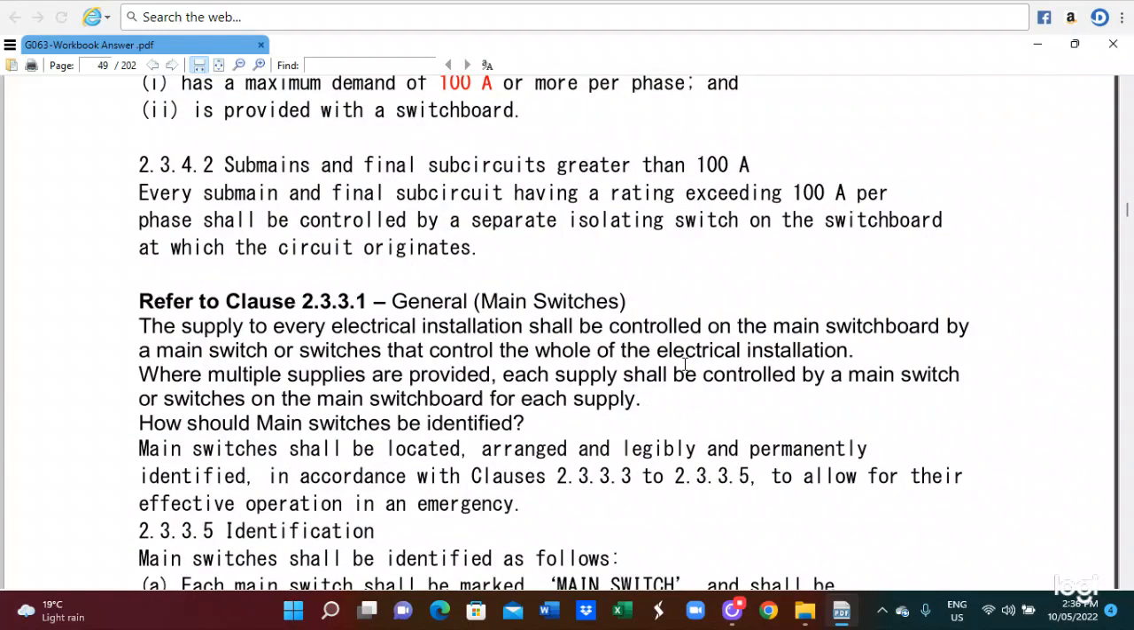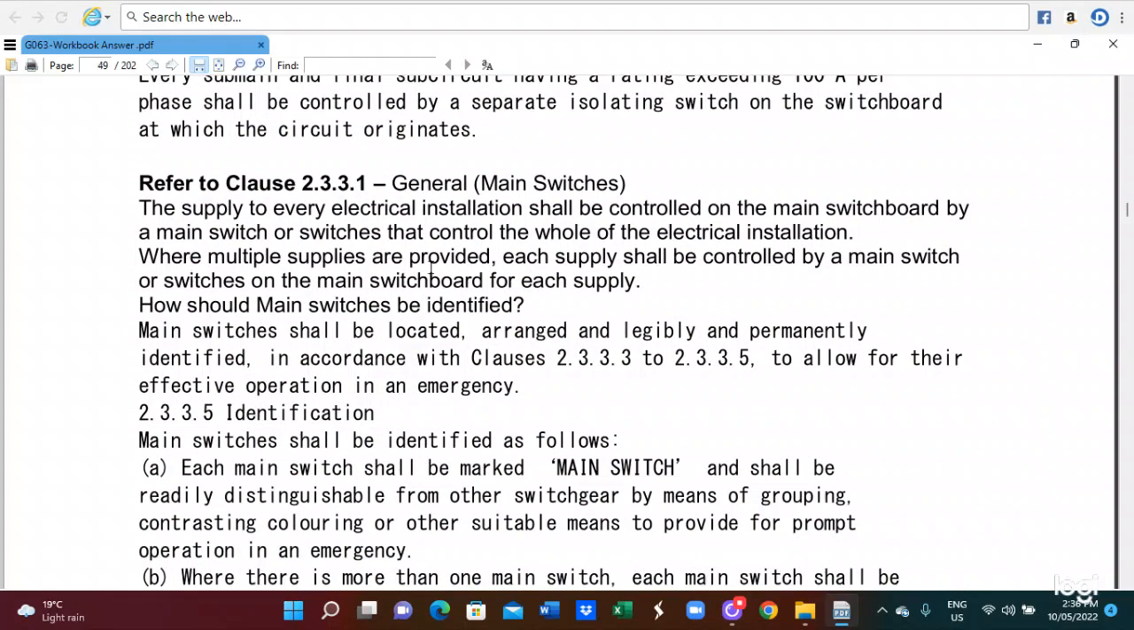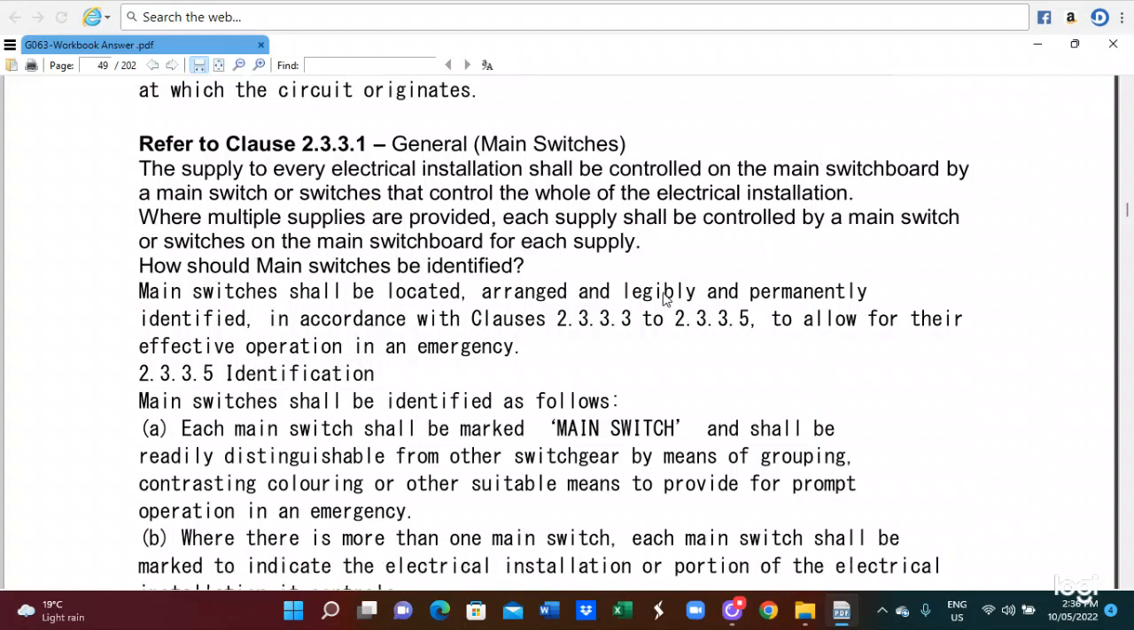Also for the general main switch, we have to refer to clause 2.3.1, general main switch function. They mention that the supply to every electrical installation shall be controlled by a main switch, or a switch that controls the whole of the electrical installation. Where multiple supplies are provided, each supply shall be controlled by a main switch on the main switchboard for each supply.